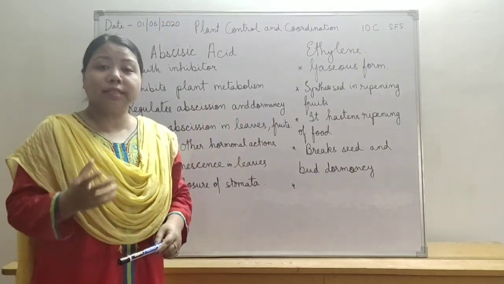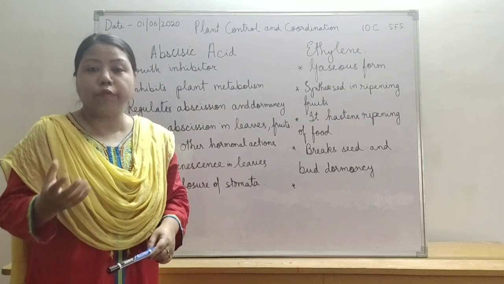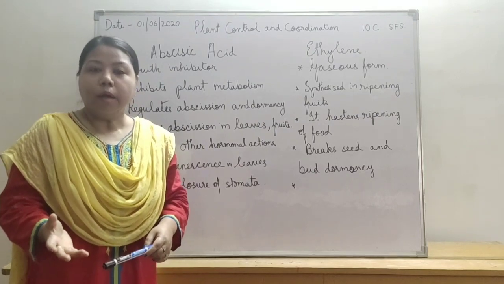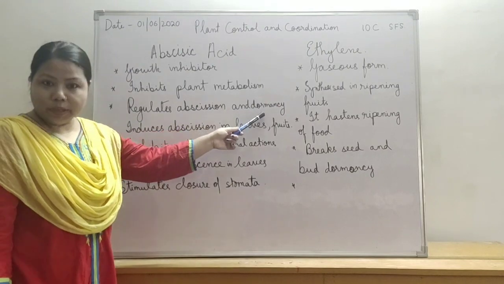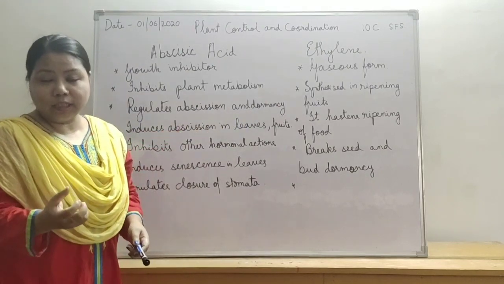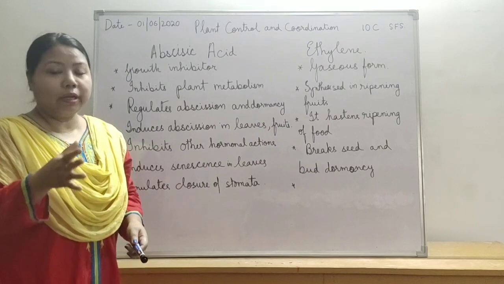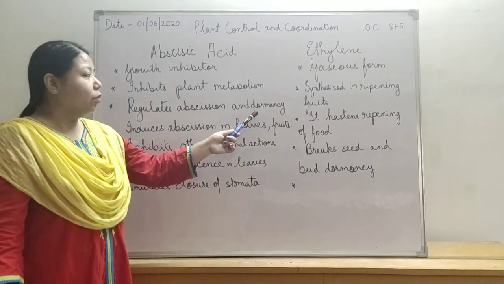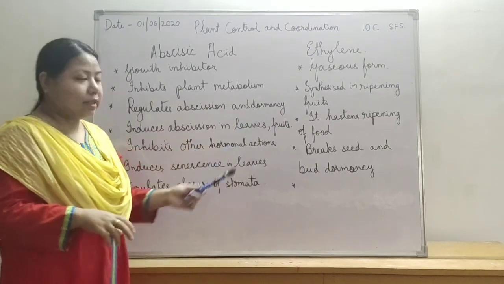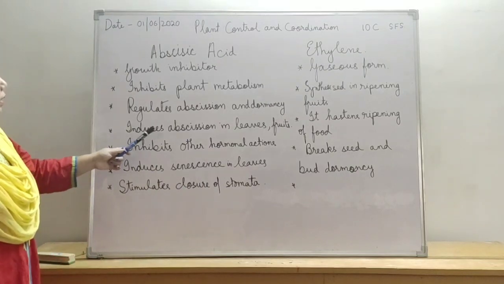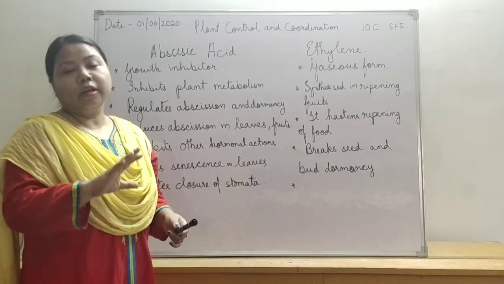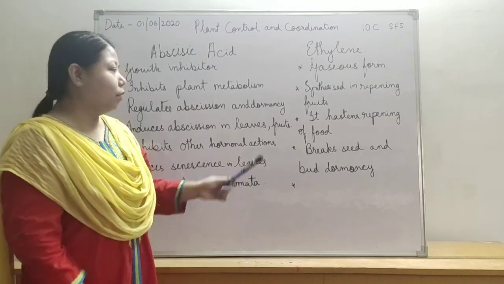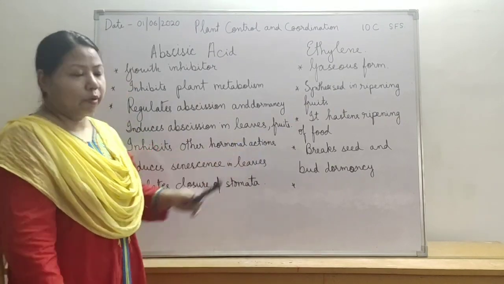Abscission means the detachment of the leaves and fruits naturally from the plant. Yes, so it regulates abscission and dormancy. That means whether the seed needs to germinate or it does not need to germinate. So that's what it regulates, the dormancy. Fine. It also induces abscission in leaves and fruits. That means it induces the detachment of the leaves and the fruits from the plant.